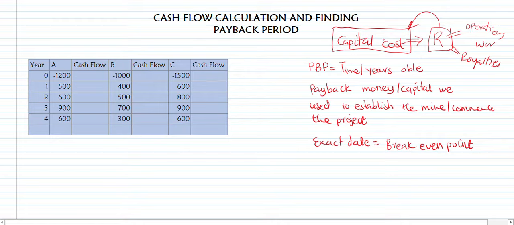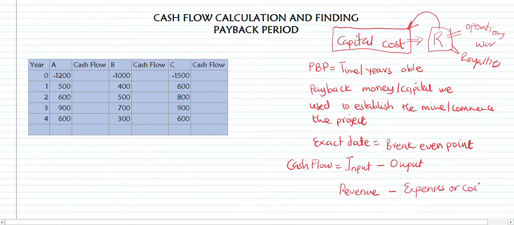You get it? So in this table here, we are going to learn how to find the cash flow and the payback period. Now, what is cash flow? Cash flow is the financial model that we use to determine whether we are making profit or not. So our cash flow is simply our input minus our output. In simple terms, your revenue that you are making minus your expenses or your cost. That is the formula that we are going to use to find our cash flow.